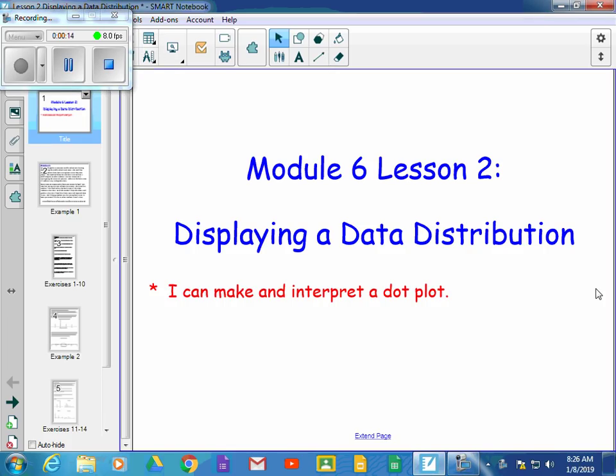As I go through these examples, if at any time you need to pause it or go back or watch the video again, please do so. And make sure you take good notes on your paper so that you have them for your exercises that you're going to try on your own.